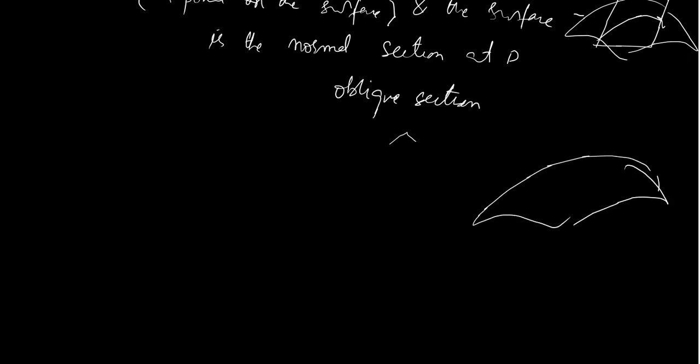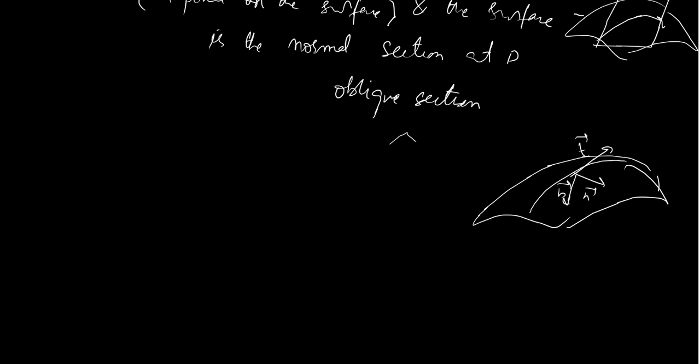Now, when I have a normal section, a normal section is essentially a curve. This curve has at each point a tangent, a principal normal, and a binormal, depending upon the orientation of the curve. Of course this lies inside the plane which contains the surface normal, this normal section. So the principal normal must lie inside that plane.